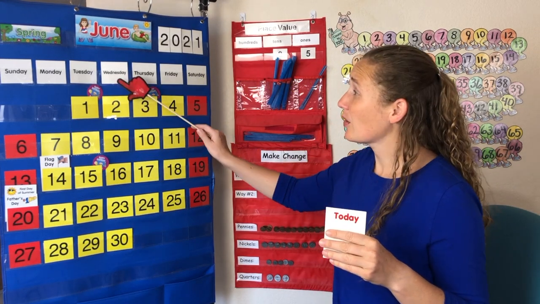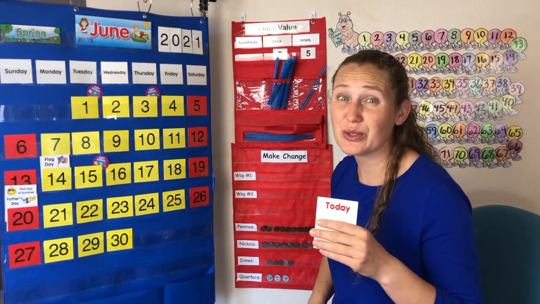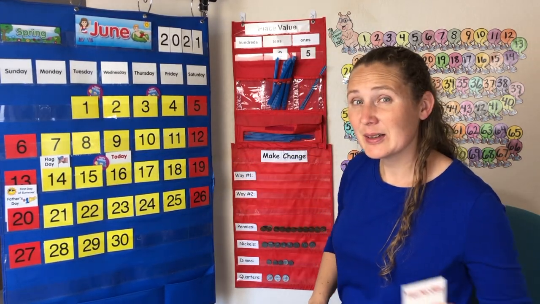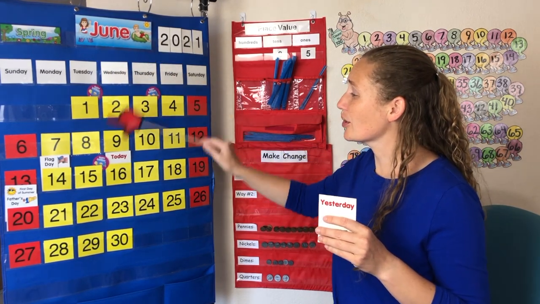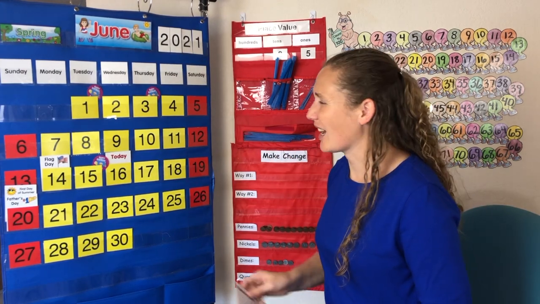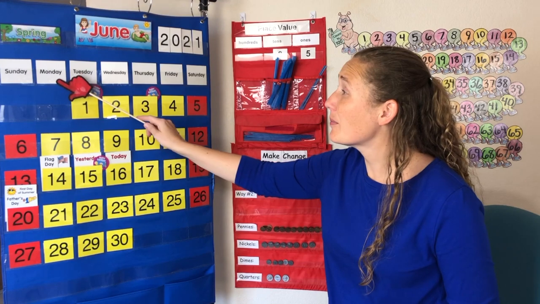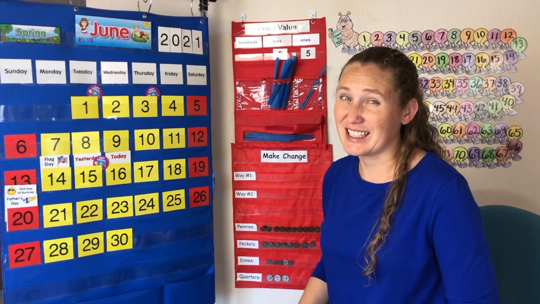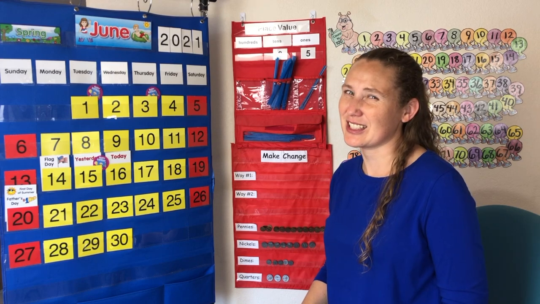Today is Wednesday, June 16th, 2021. Do you know what yesterday was? Yesterday was Tuesday, June 15th, 2021. Yesterday was someone's birthday. We celebrated their birthday on Monday, June 14th. If you want to hear us sing for that birthday, make sure to watch Monday's calendar time.